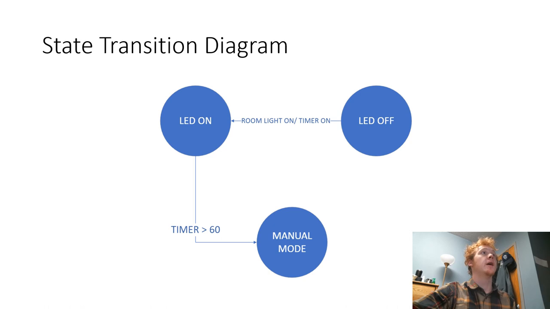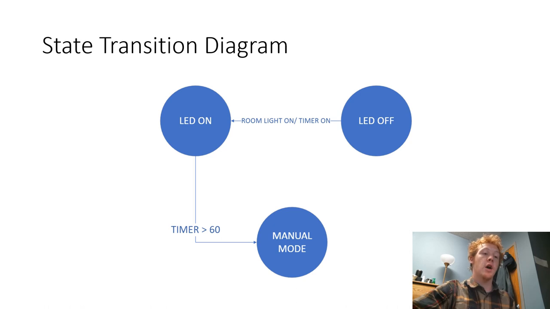As you can see shown before you, there are three states, which are the circles, and then we have the events, which are the lines. So the first state is my LED off. My LED will turn on when the light sensor senses light. Once the light sensor senses light, the state will be LED on. The room light on slash timer on is an event.